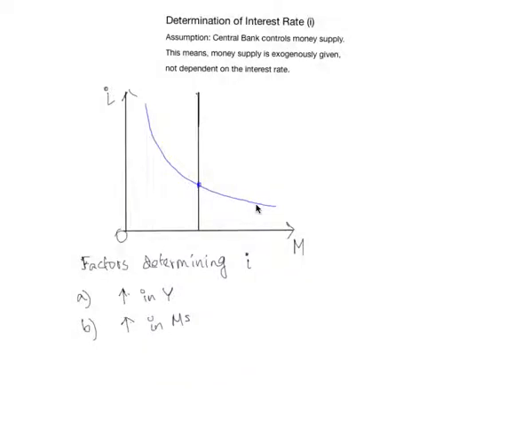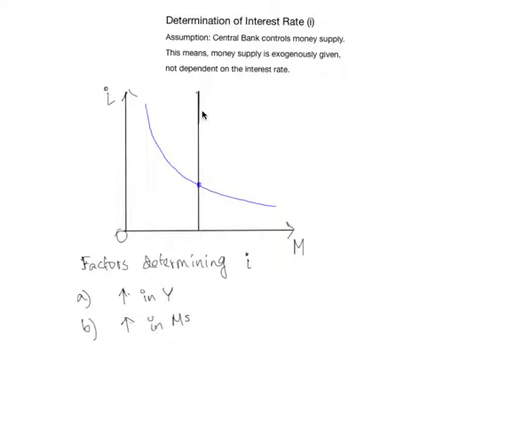This is video 2. We learned how to derive the money demand function in the first video. Now we have the money demand function, and also we will look at the money supply side because we want to find out how interest rate is determined. According to this model, interest rate is determined in the money market. The assumption is that the central bank controls money supply.